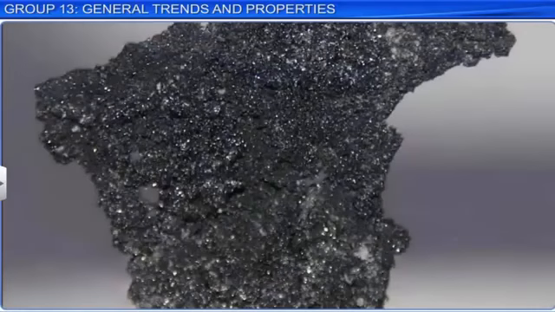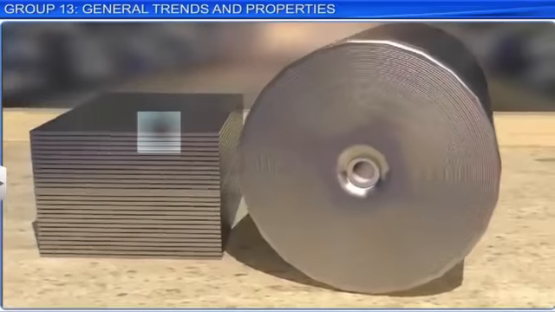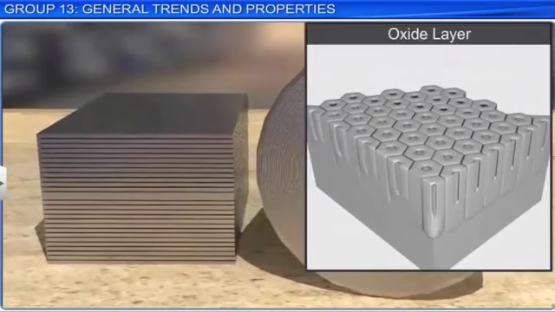Crystalline boron is unreactive towards air. Aluminium forms a thin oxide layer on its surface, so no further reaction with air will be observed, although aluminium is a fairly reactive metal.